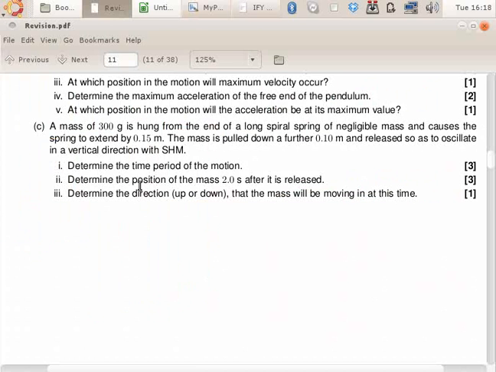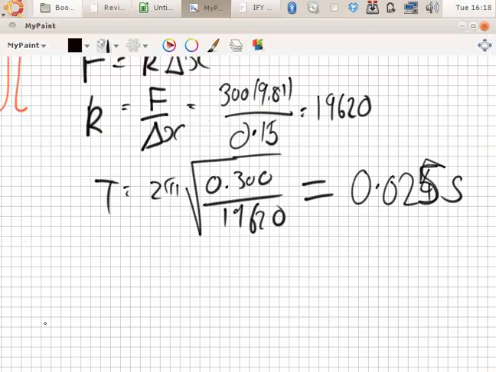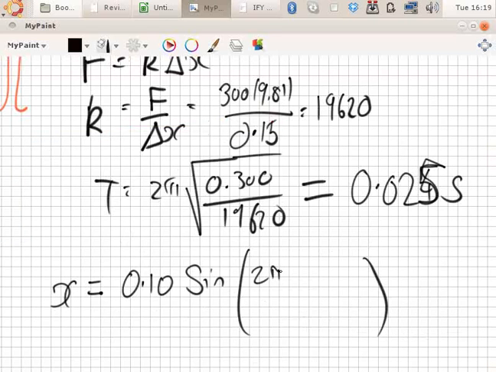Determine the position of the mass 2 seconds after it's released. So we have to use this formula here, x equals A sine omega t. What's the A here? 0.10. What's the omega? Well, you have to work it out, but it'll be 2 pi divided by the T there. And then what's the time? The t time they want. They said 2 seconds. So tell me what this is. Radian mode. Brendan, do you have a calculator?